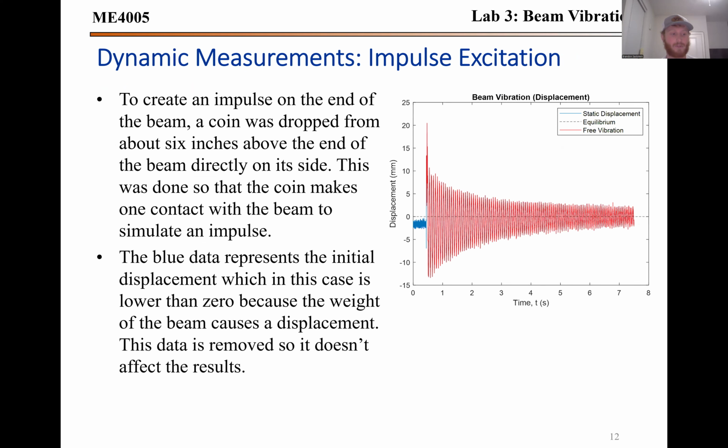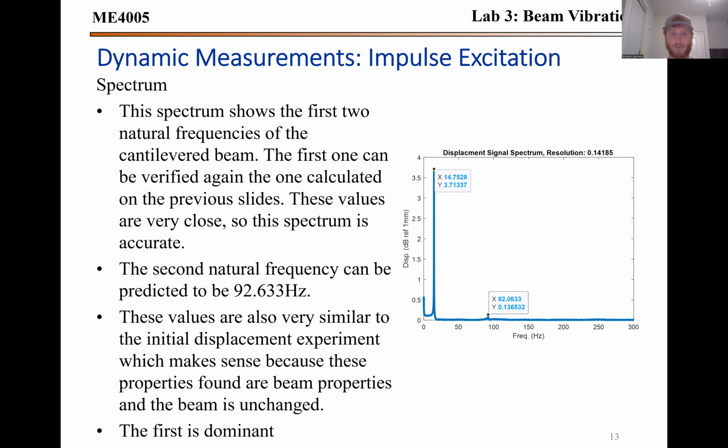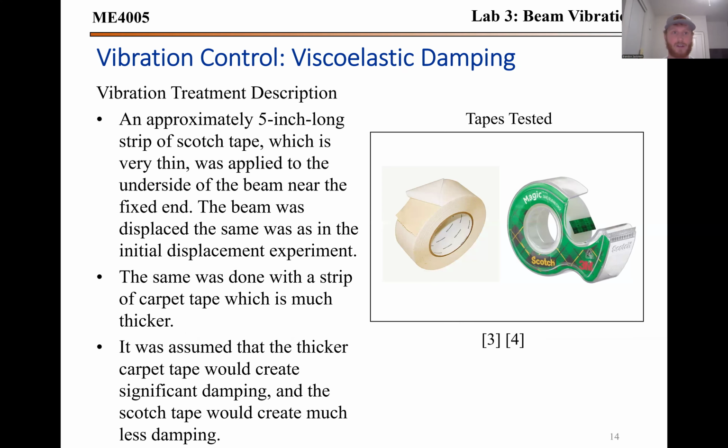So here, this is the impulse example. In the impulse example, again, we got rid of that first section there, and it's a little bit below zero because of the weight of the cantilever beam itself. And then from this example, we did another spectrum analysis, and we're able to see that the values are very similar to the previous example, which makes sense because the beam was not altered, so these values shouldn't have changed.